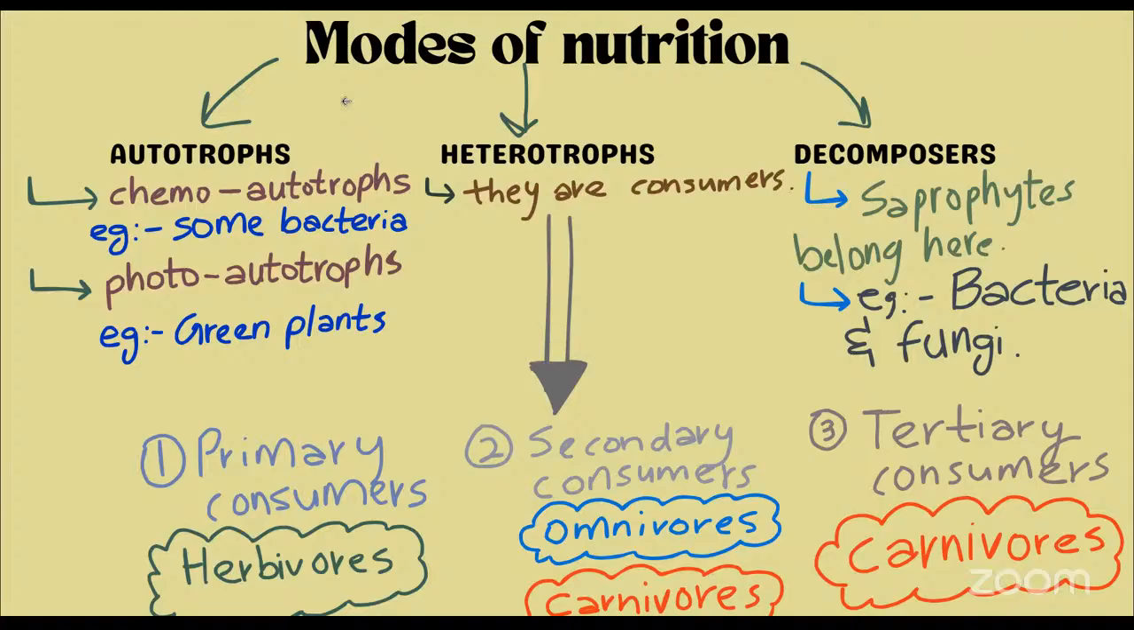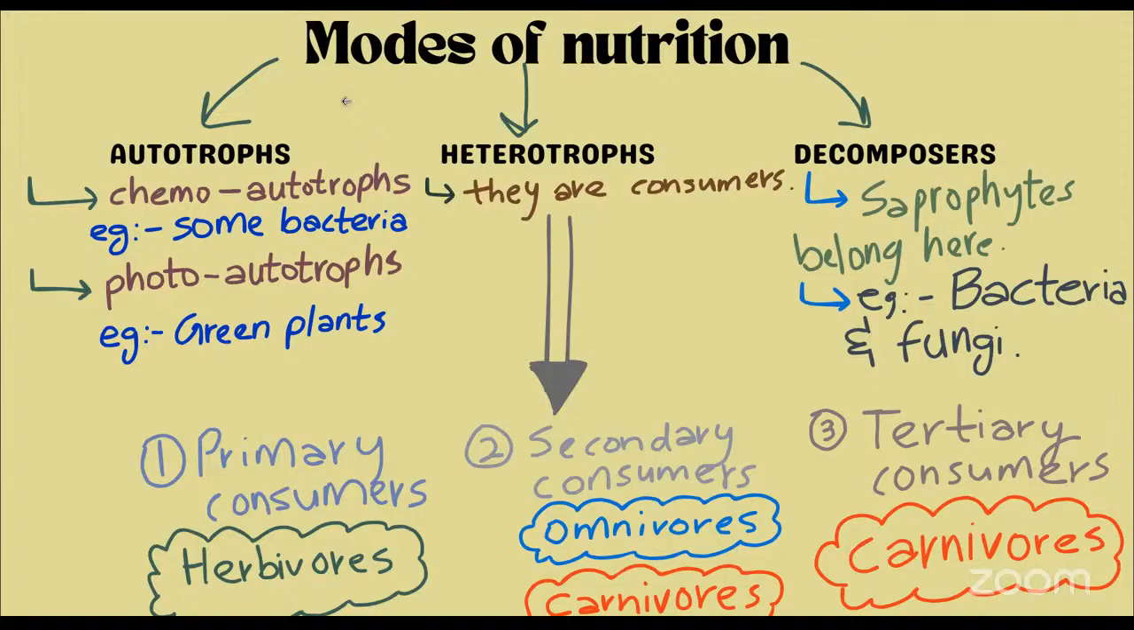Then we talk about photoautotrophs. Photoautotrophs use sunlight in order to produce their own food. So we have green plants, and that is done through photosynthesis. Then we come on to heterotrophs. Heterotrophs are always consumers. We are heterotrophs. We can't produce our own food. If we had chlorophyll, we could photosynthesize, but obviously we don't. So we consume other organisms.